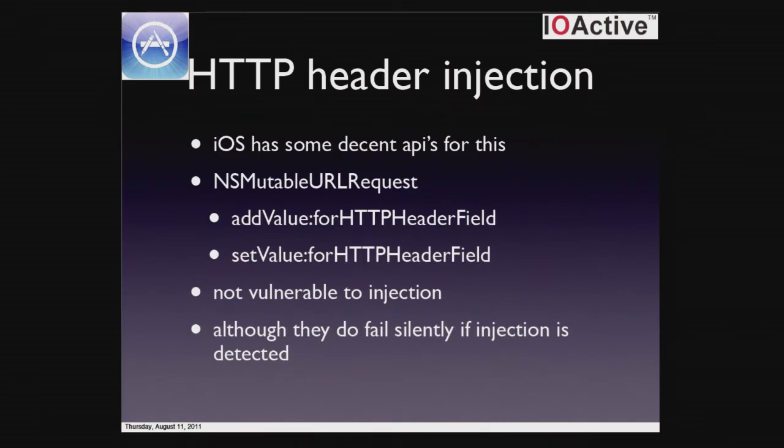Some good stuff on the iOS side: iOS actually has fairly decent APIs to do HTTP header stuff. You basically use the mutable URL request objects, and on those you call the addValue or setValue methods for HTTP header field. These are not vulnerable to injection. They will actually not take newlines. What they do is they just fail silently. So if you put in a header and they see there's a newline in there, it doesn't actually succeed, and doesn't put the header in the request. It's not great that it fails silently because it's not documented, but I'll take this over being vulnerable. So I'm okay with this, but it depends on how you stand on this issue.